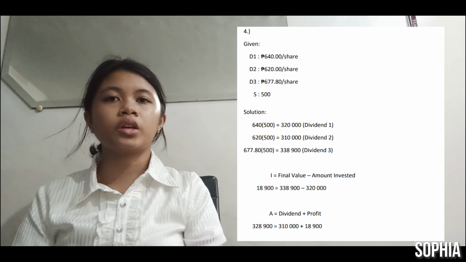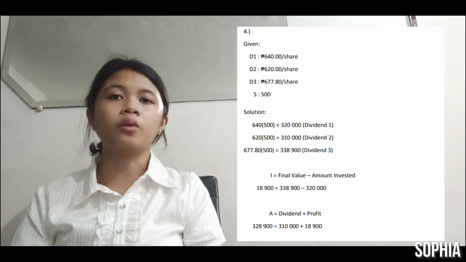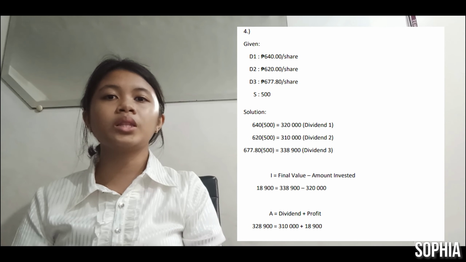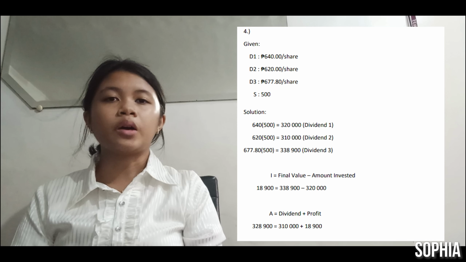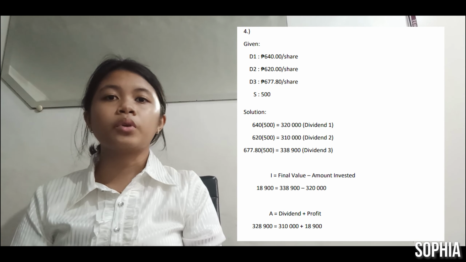So, the following will be our solution. 640 times 500 equals 320,000. So we will set that aside for now. Next, 620 times 500 equals 310,000, which will be our dividend. 677.80 times 500 equals 338,900, set aside again for now.